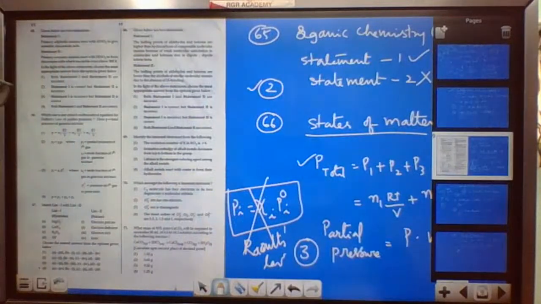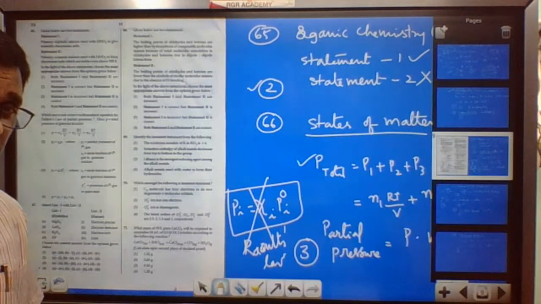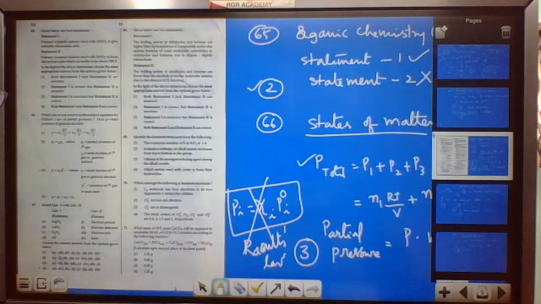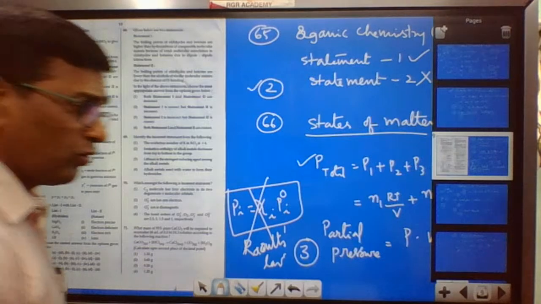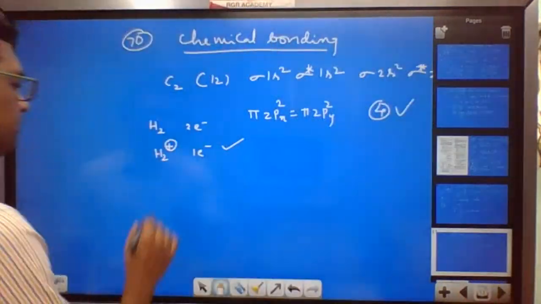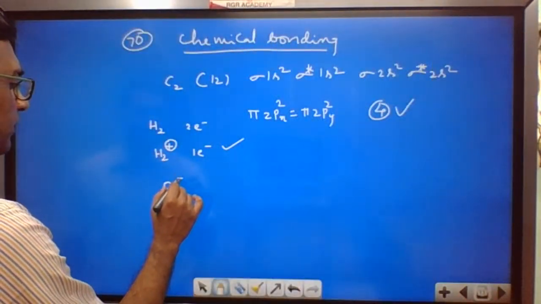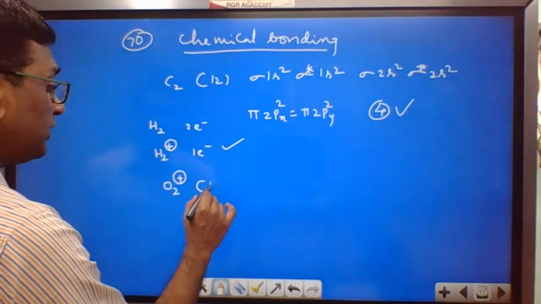Coming to the next one. O2 plus ion is diamagnetic. You know, peroxides are paramagnetic in nature. Sorry, it's O2 plus, not peroxide. O2 plus, they said diamagnetic. No, it's paramagnetic. We'll see that. O2 plus has 15 electrons.